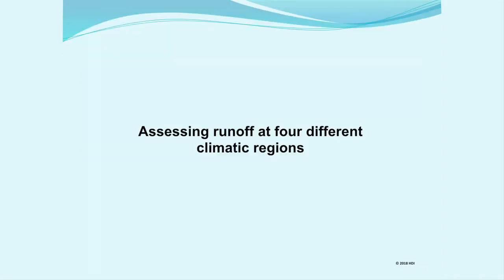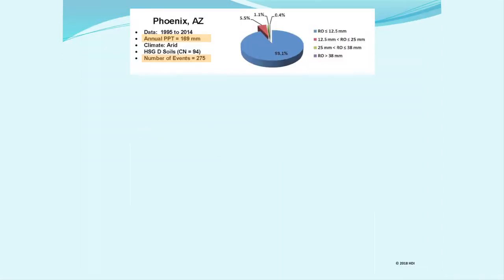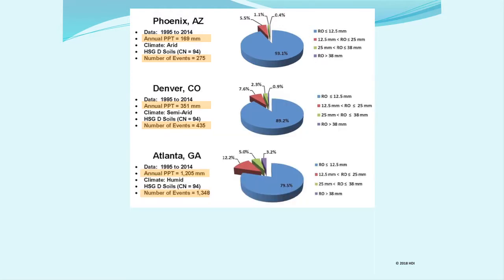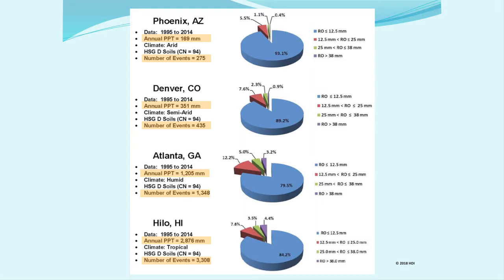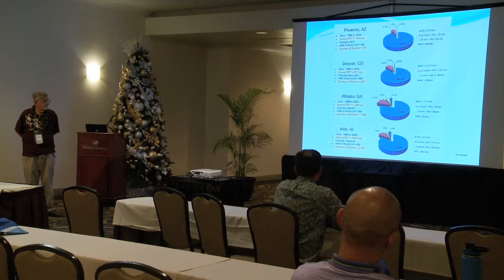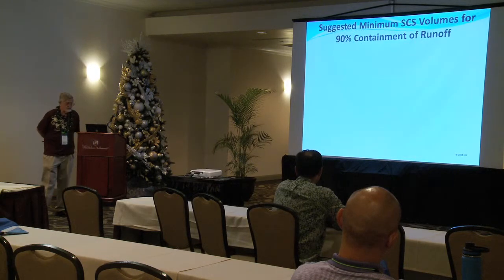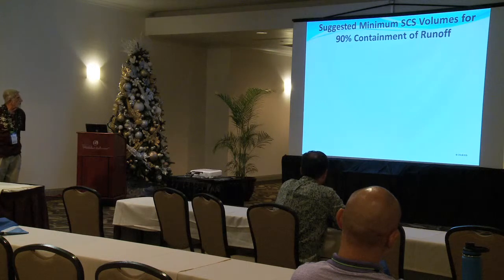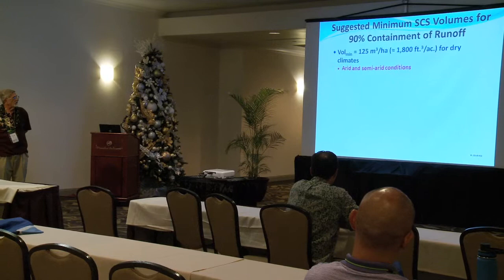So we take 4 different climatic regimes. Here's Phoenix, Arizona. Here's Denver, Colorado. Here's Atlanta, Georgia. And here's Hilo. Look at the shape. Every single one of them, the majority of runoff is a 1/2 inch or less. Kind of interesting. So we'd say some suggestions that I've gone through, and I've looked at Malaysia, a couple other places. There's my suggestions that we think about what we do for these different climatic regimes.